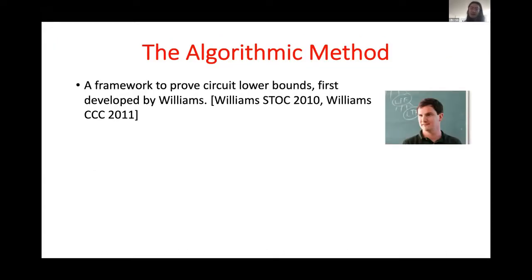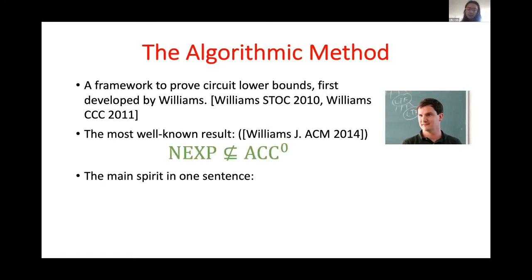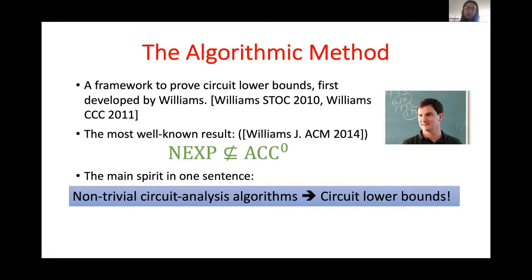So now let's take a closer look at the algorithmic method. It's a framework to prove circuit lower bounds first developed by Williams. The most well-known result from this method is that NEXP is not in AC0. The main spirit of this method in one sentence is that non-trivial circuit analysis algorithms can imply circuit lower bounds.